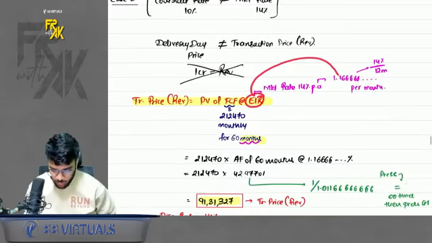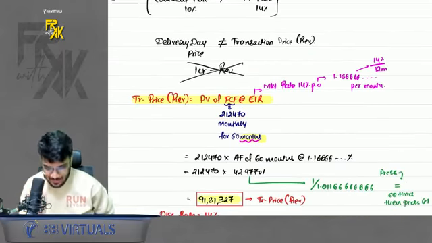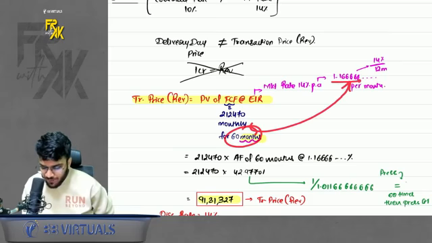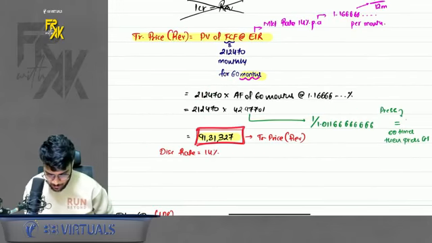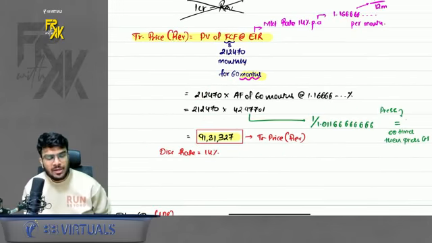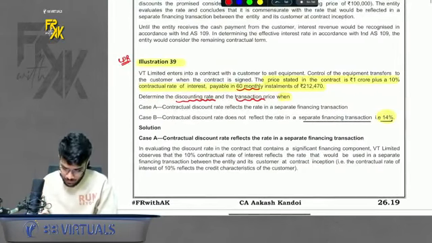I taught you how to calculate this. 212,470 into 60 monthly installments, into the annuity factor of this rate. I have given the calculation, you can see. So this comes to this much present value. This is the amount of your revenue. Whatever excess you receive is your interest income. Simple. So the B part of it was very important.